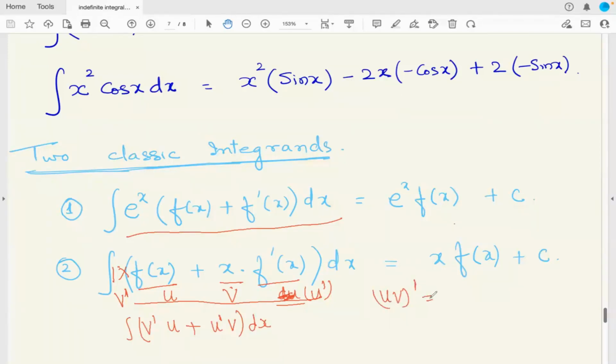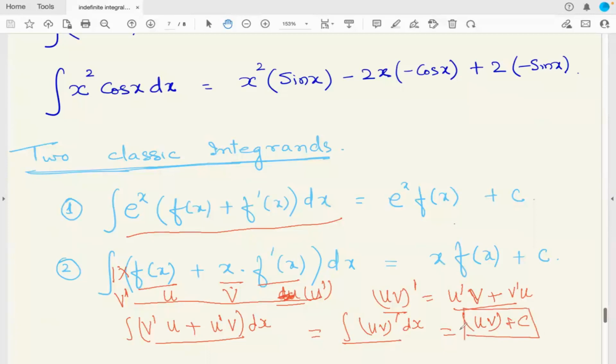First we take u, first we differentiate v and take u as remain, and then we differentiate u and take v as remain. The same thing is written here. So we can write it as integration of uv dash dx, and when we integrate this, what we get is uv plus constant. So this is going to be very useful in the upcoming problems.